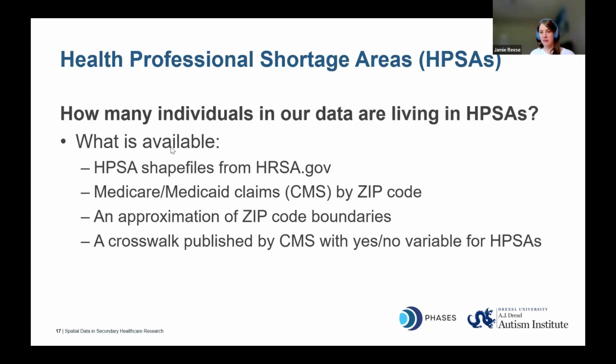We know we have our claims data by zip code. We know that we have an approximation of zip code boundaries. And in this example, we also know that there is a crosswalk published by CMS, which is the agency responsible for Medicare and Medicaid, that has a flag variable for whether a zip code is in a health professional shortage area. Now, that option is, of course, going to be the easiest option. It's a fine option. It is a readily available source. It's reliable. But the trade-off is it requires us to accept some assumptions and criteria from CMS.